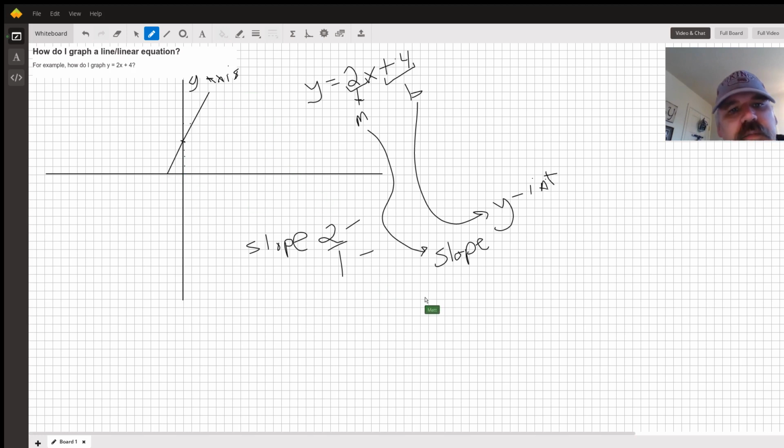Okay, so this line, that's not perfectly straight, this line goes like this. So this is a real basic way to graph a line.